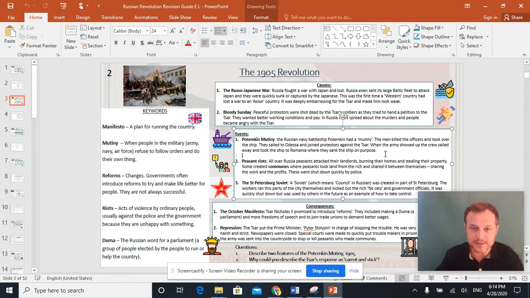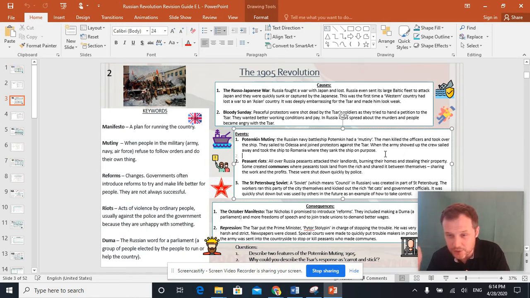Moving on. Consequences. October Manifesto, Tsar Nicholas II. Right. So how does he get himself out of this mess? Well, obviously the army and the police remain loyal to him, which is incredibly important. And it doesn't happen later in 1917. So this time the police and the army are loyal, and he is able to introduce reforms. This is how he gets out of it.